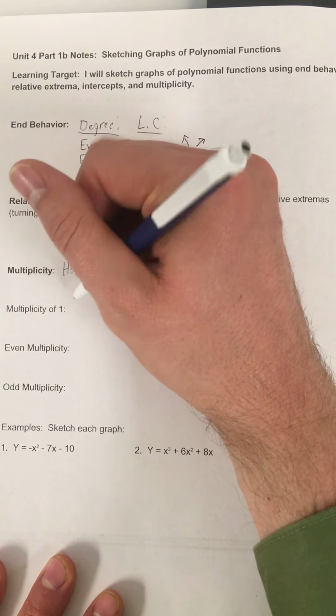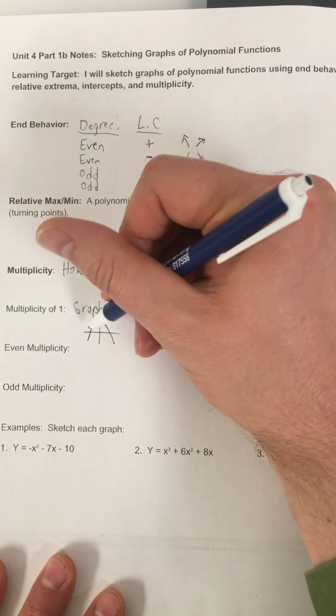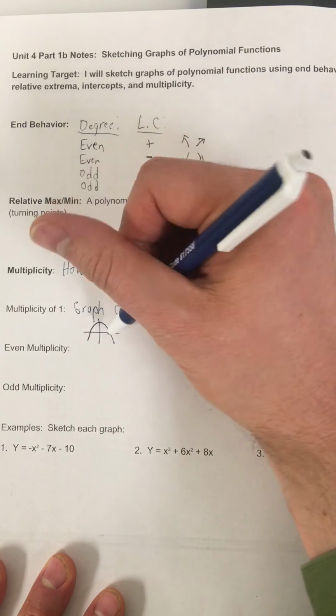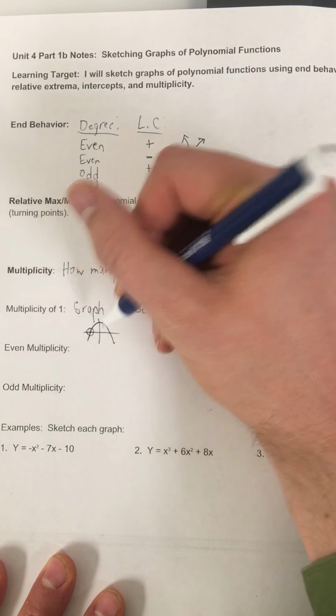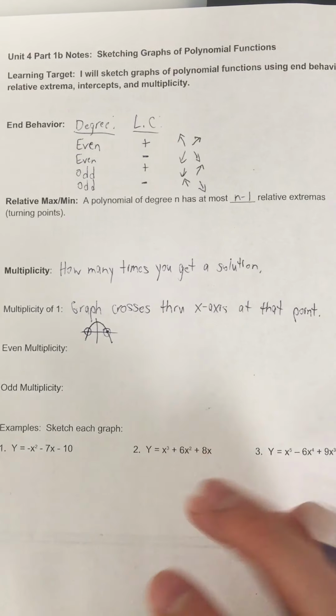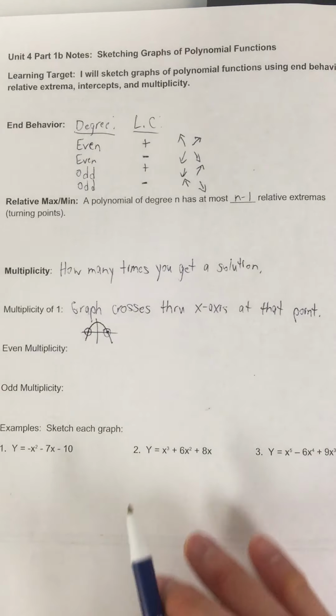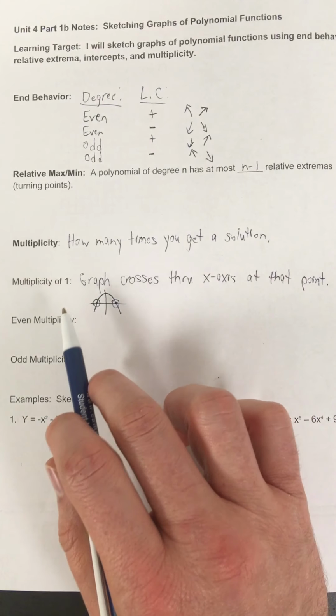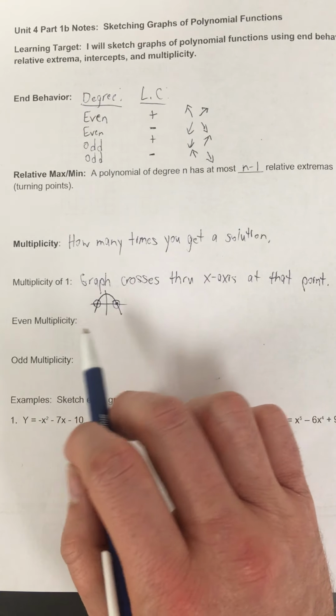At whatever you get x equal to. All right, so an example of that would be like when we were graphing the parabolas. You get x equals -5 and x equals +2, something like that. The graph crosses through at those 2 points when you have multiplicity of 1, when you get each answer 1 time.